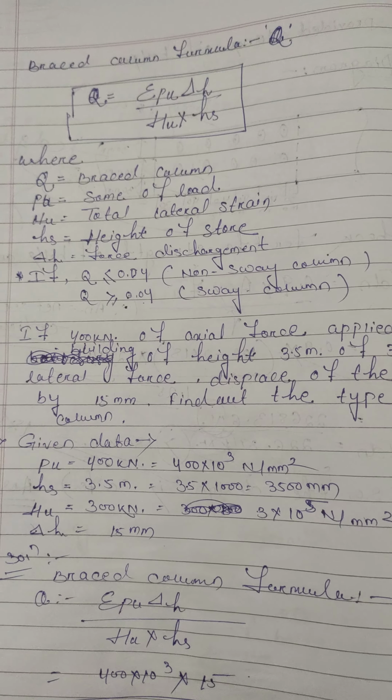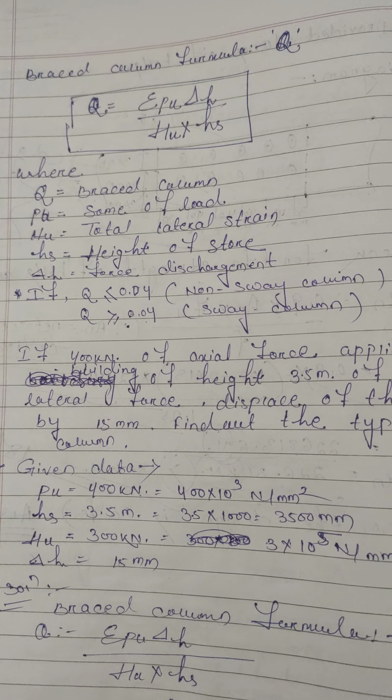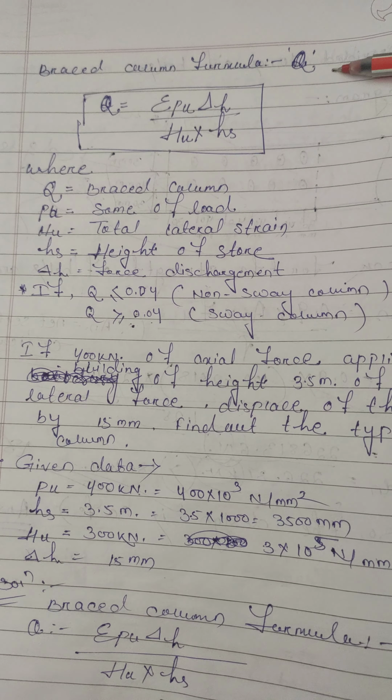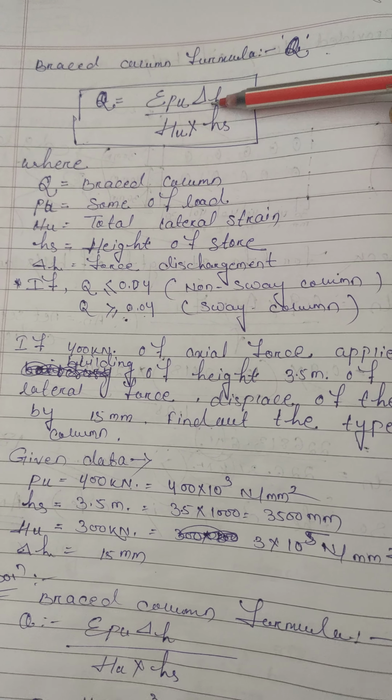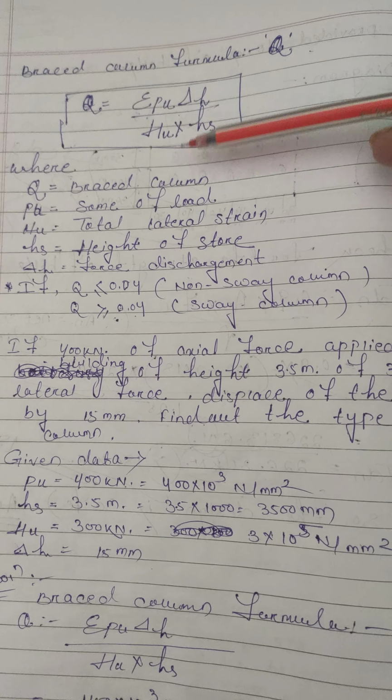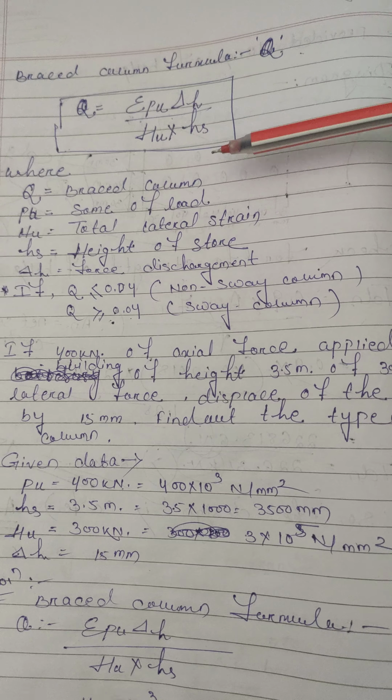Hello students, today I will teach you the stability index formula of a column. The stability index is denoted as Q. Q equals the summation of PU into del H, divided by capital HU into HS.